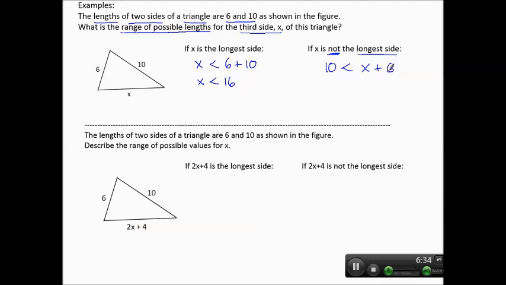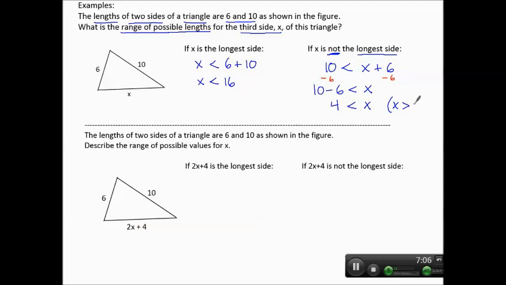x plus 6. Well, if we're solving this inequality for x, we would subtract 6 from both sides of the inequality, and we would get that 10 minus 6 is less than x. And therefore 10 minus 6 is 4, so 4 is less than x. So putting these together, what this is saying is that x has to be less than 16, but x has to be greater than 4.